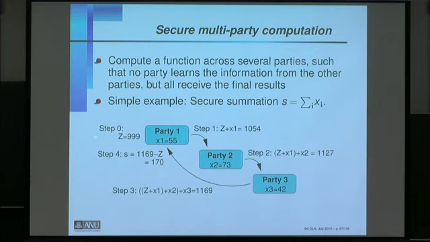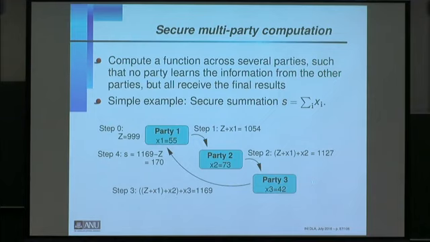The idea is that the first party selects a random number, which is kept to itself, a secret number. It adds its own number to this and sends the sum, in our case 1054, to party 2. Party 2, because it doesn't know the random number, doesn't really learn anything about the first sensitive number. It adds its own number to it, which gives us 1127, and sends that to party 3.